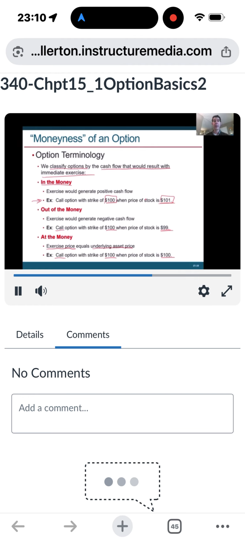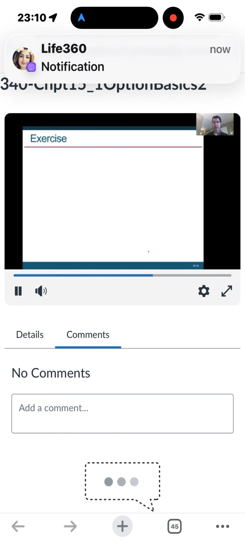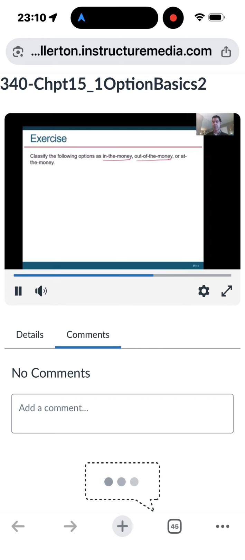And you want to be able to recognize the moneyness of an option. Many people, when they talk about options, speak in terms of their moneyness. That's very, very common to do. Let's do an example on moneyness. Classify the following options as in the money, out of the money, or at the money.